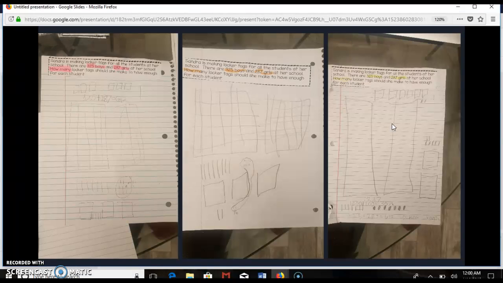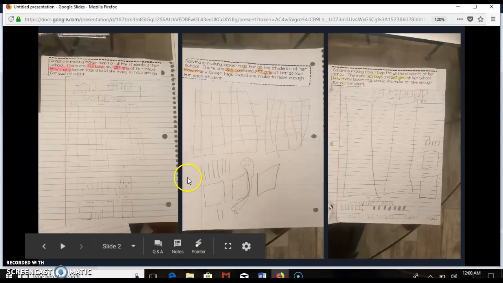Another problem-solving strategy I see within the three students' works is how they simplified or changed the problem by regrouping. So they have the ones, and they knew they had more than 10, so they circled 10 and then changed it into a 10 stick.